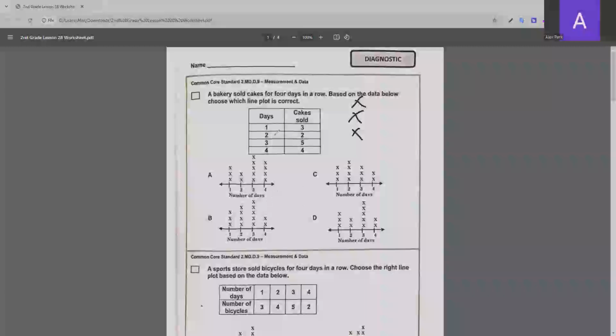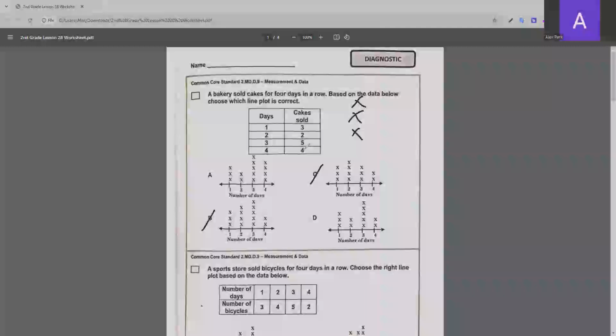So now let's look at day two. 2 cakes sold, so it's going 2 X's up and down. Looking at A, it has 2 X's going up and down. B has 4 X's going up and down, so that's wrong. C has 4 X's going up and down as well, so that's also incorrect. Now, looking at day three for A and D, they have the same number, so we can assume that's correct, and then we can just look at day four.